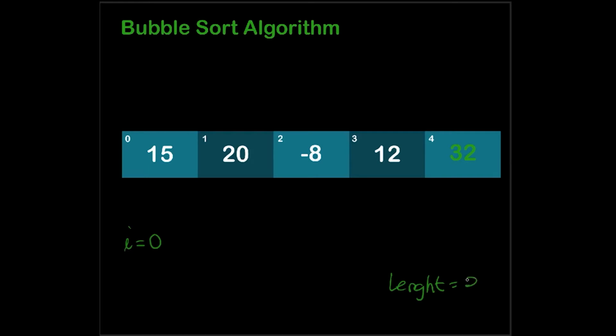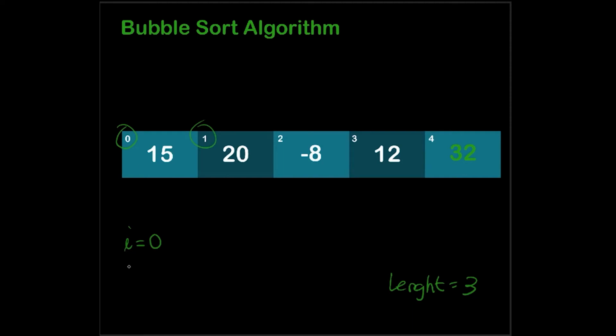Remember, at the end of the array we always have to decrease the counter by 1, so we don't go overboard, outside the boundaries of the array. Then we do the comparison again. Is the element at index 0 greater than the element at index 1? We're going to see that 15 is not larger than 20. Then we don't have to do anything.